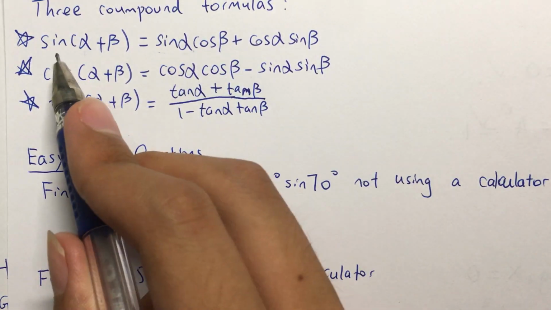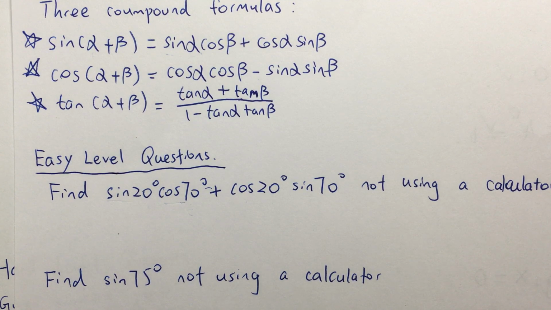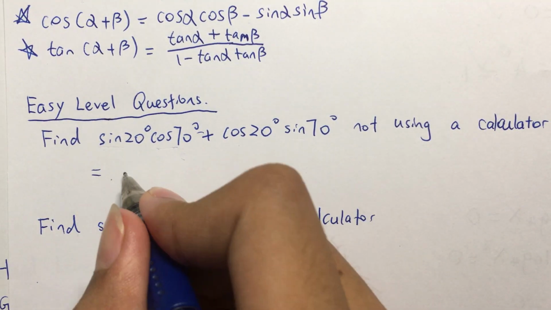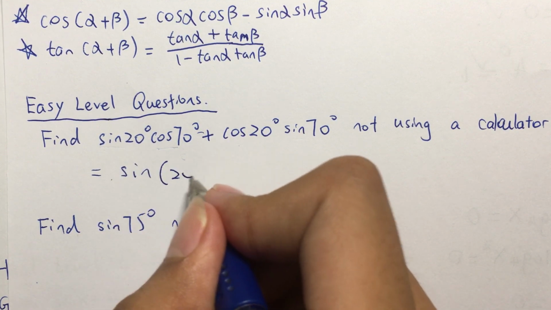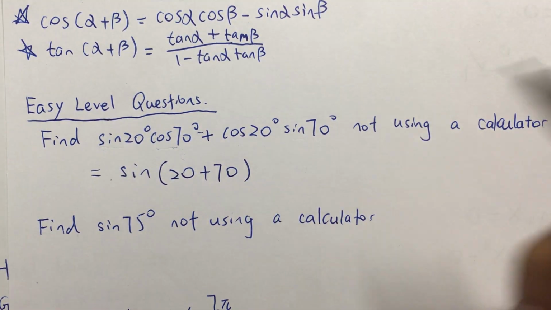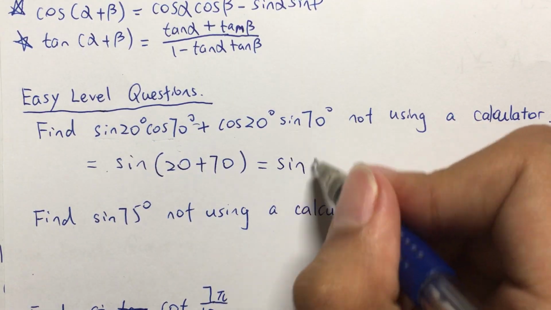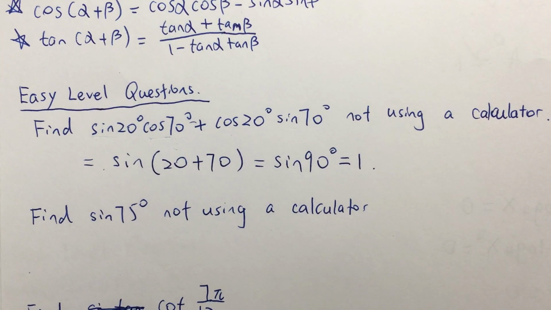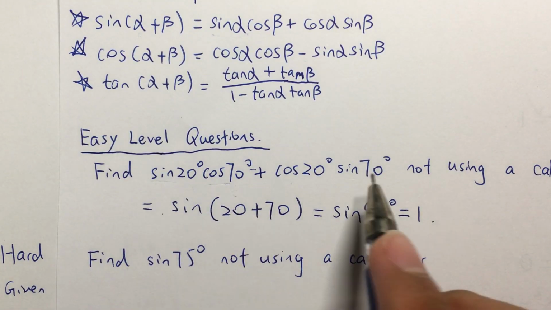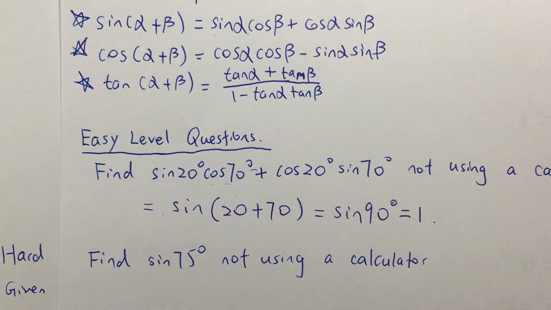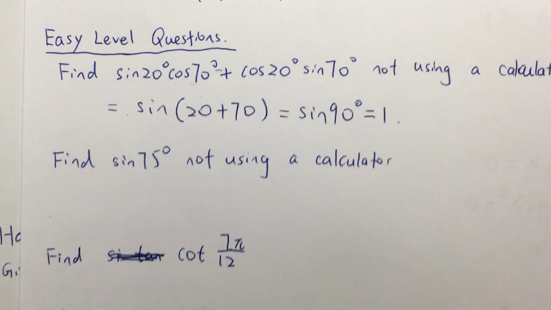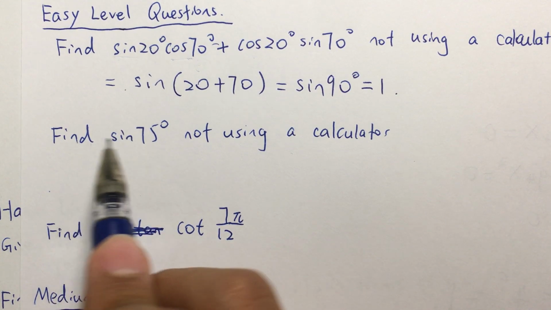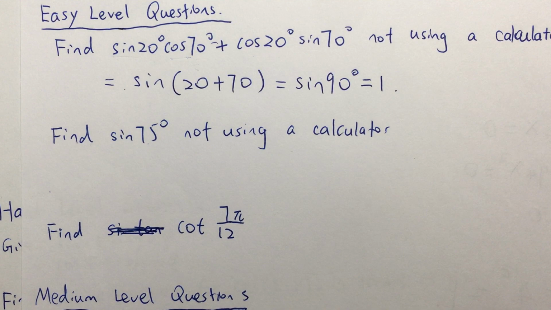Well, of course, we can use the sine compound formula, which we can conclude that this is equal to sine bracket 20 plus 70. And this is equal to sine 90 degrees, which is equal to 1. This question is quite straightforward by just using this formula. So now let's try a little bit harder question, which is find sine 75 degrees.